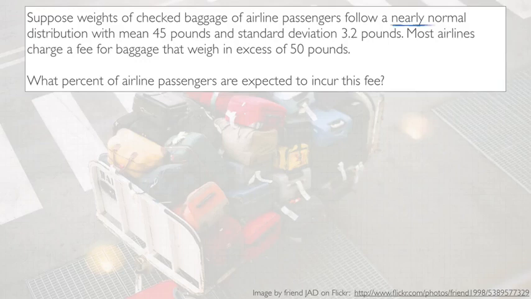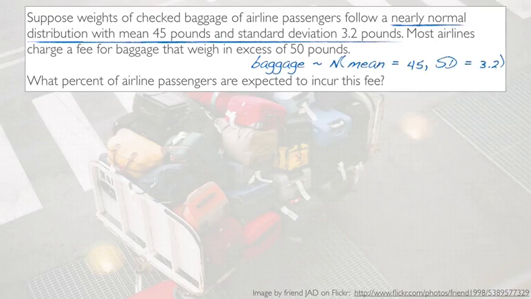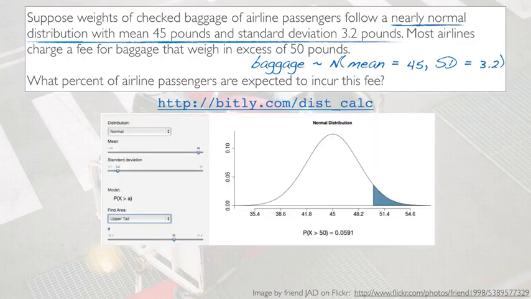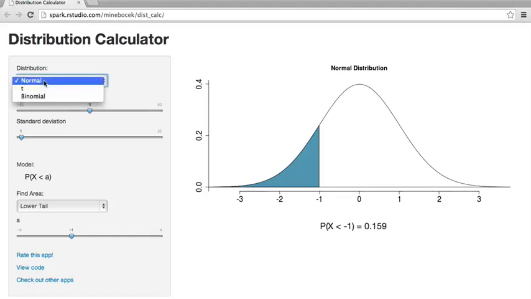We're told that baggage weights are nearly normally distributed with mean 45 and standard deviation 3.2. So we can write out our normal model here. And to find the desired probability, one approach would be to use the applet. So let's go to the applet at this address and work through how we can actually use that to calculate the probability. We select the distribution to be normal.